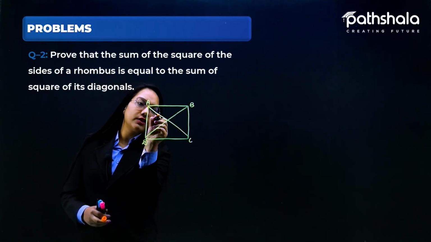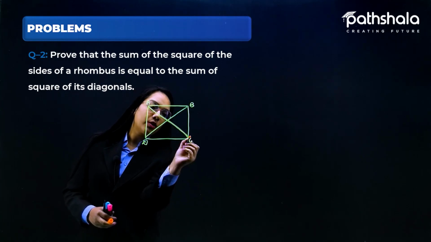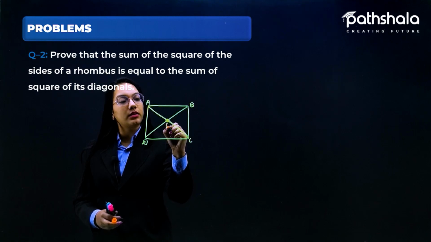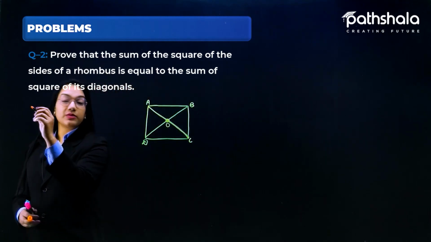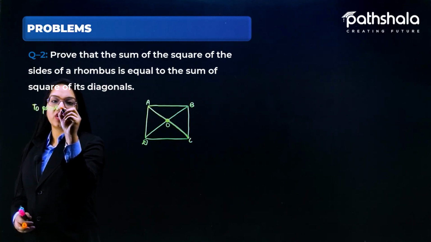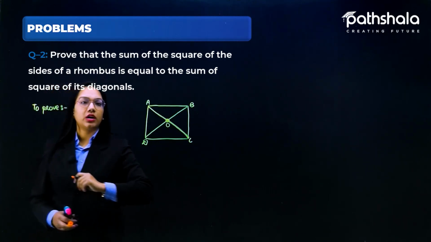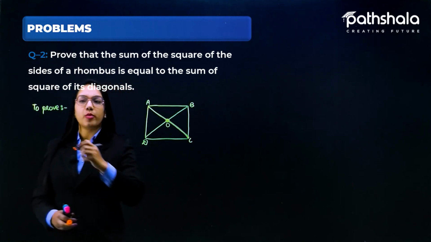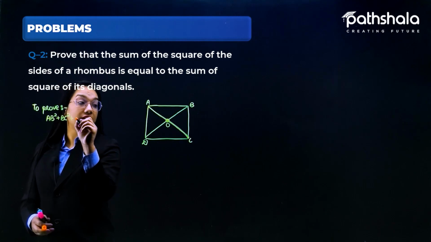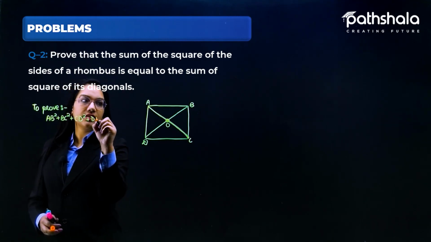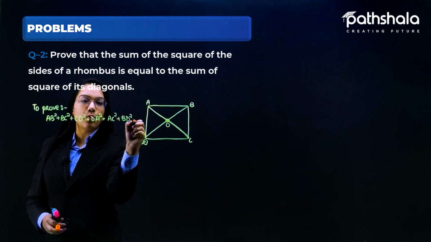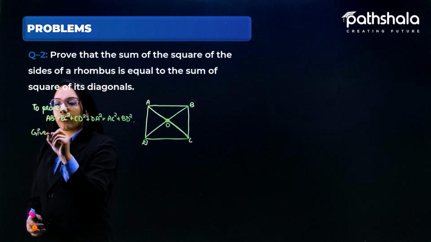Suppose these are the diagonals, and I call the point where they meet O. Starting with the proof, we have to prove that the sum of the squares of the sides of the rhombus, meaning AB square plus BC square plus CD square plus DA square, is equal to AC square plus BD square. This is what we want to prove. Now let's talk about the given statement.